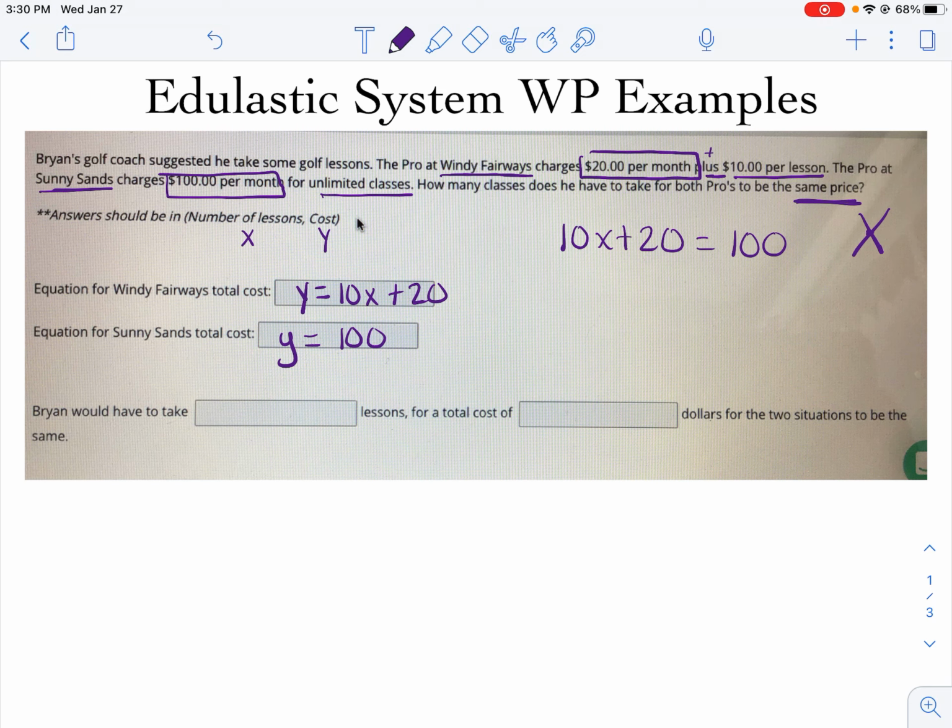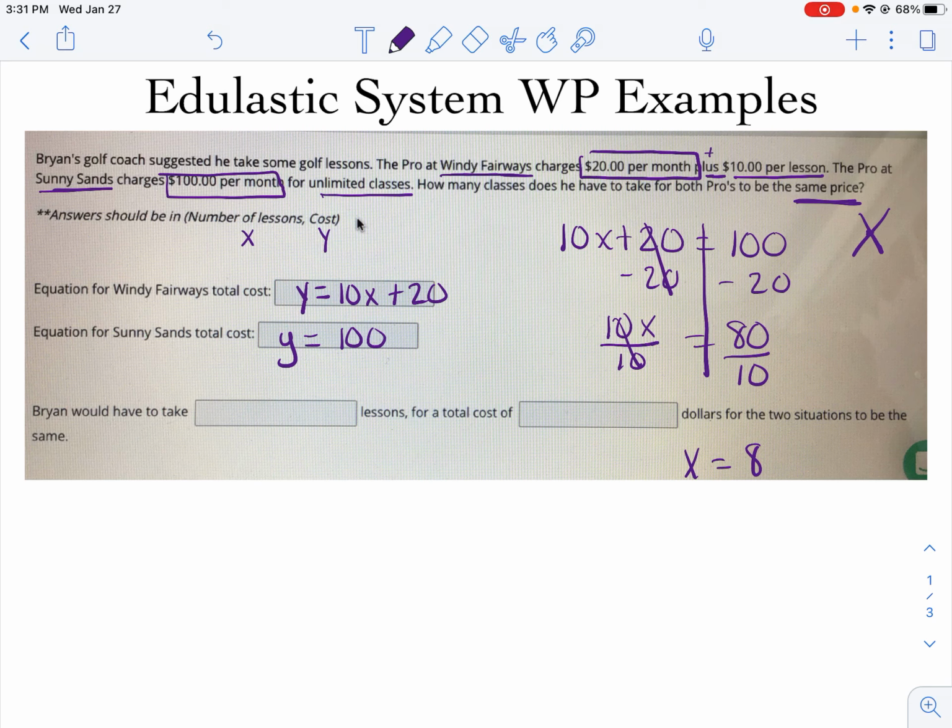Now, when we go to solve, we think about just solving equations as normal. So minus 20, and these cancel out here. Now we have 10x left equals 80, and divide by our coefficient of 10. And now we know that x equals 8. Well, remember, x is the number of lessons. So the number of lessons has to be 8.